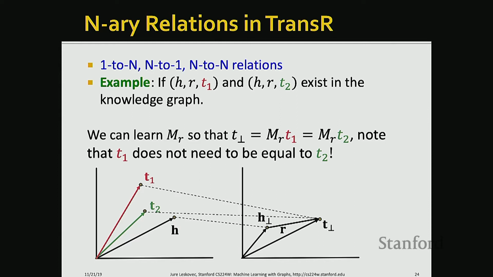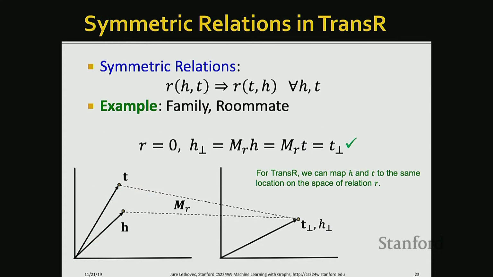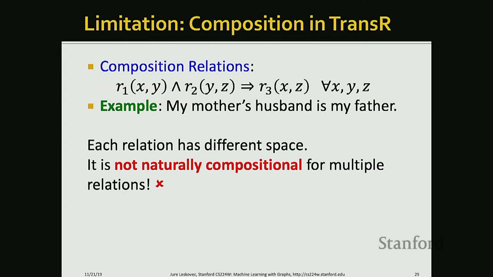If you have enough training samples, could you learn the composition relationship? What do you mean by that? Because you said TransR is not good at composition relationships. Oh, so not good means the following. If you leave in the dataset some of these relations that have the compositional property, they will not be learned in the correct way.